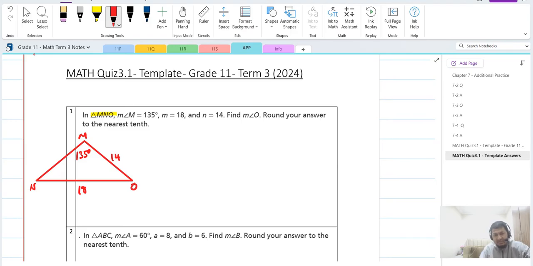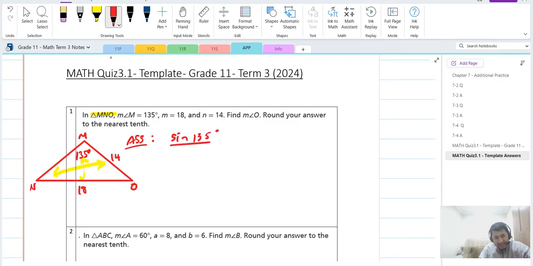Angle, side, side. So we will use the sine rule. So remember, angle M is given, and side n, 14, is given. So we have to find angle N first and then subtract. We can't really go and find angle O directly. So we have to find angle N and then subtract from 180, the sum of angles of a triangle, and then get the answer. So we will say sine 135.